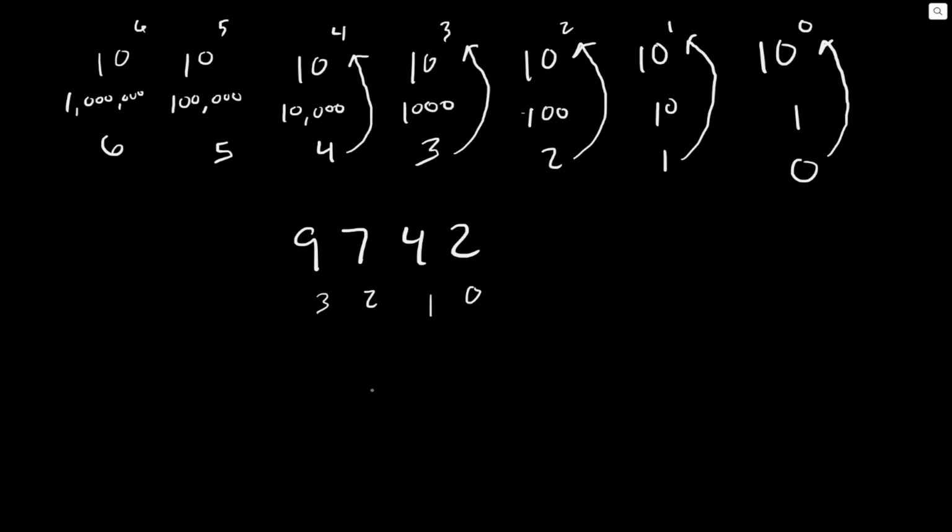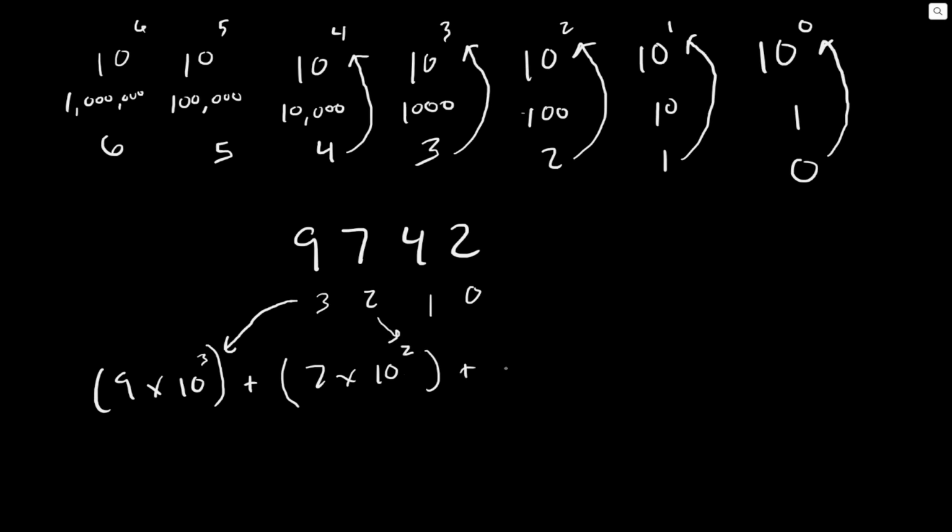All right, so we have 9 times 10, because we're base 10, and we have a 3 over here, so that 3 will be the exponent of the 10, plus 7 times 10 squared. Let's see where that 2 came from. Plus 4 times 10 to the power of 1, plus 2 times 10 to the power of 0.